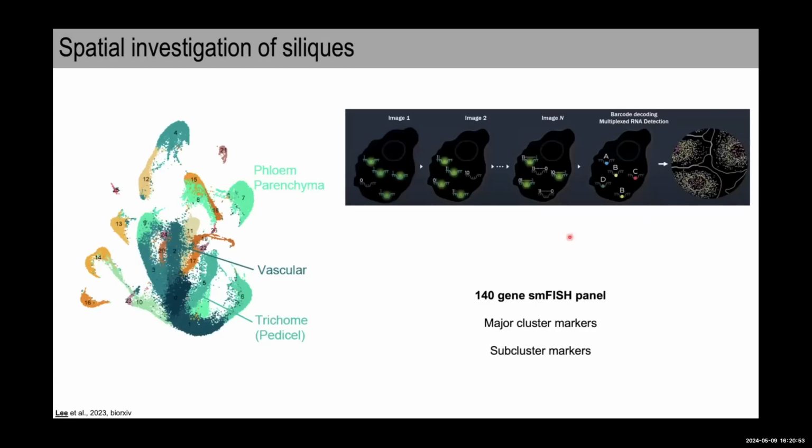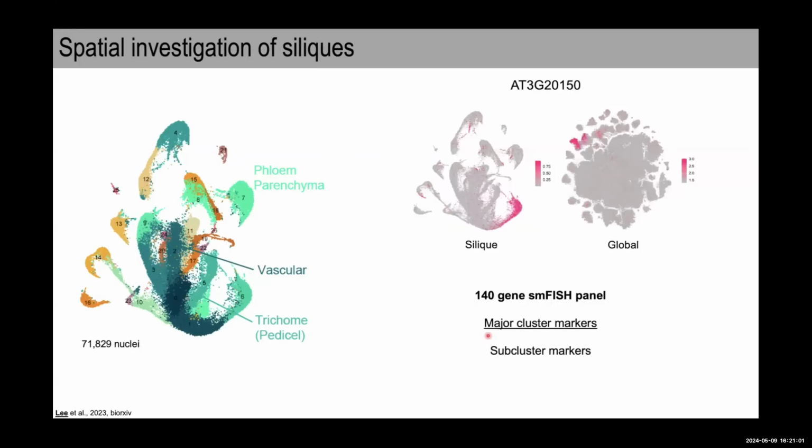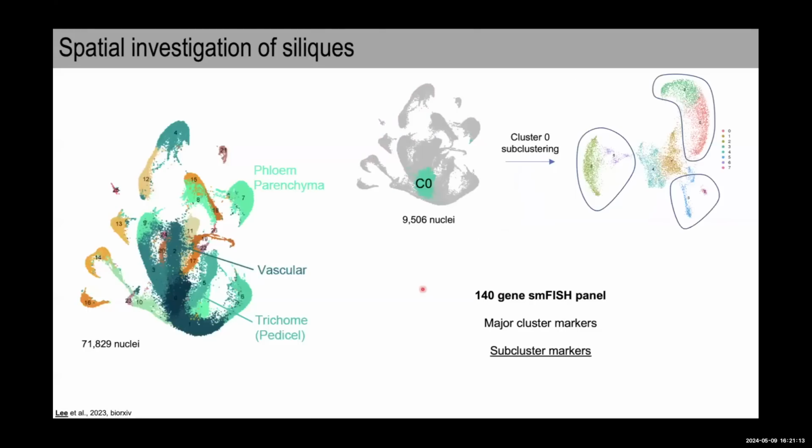So again, we use this imaging-based approach, and what we designed was a 140 gene panel where we can include major cluster markers that look like this. As an example, the expression of this gene is enriched in one of our clusters here, and within our total data set, it's unique to the Silique. And we also took subcluster markers, where we can take one of these individual clusters, such as cluster 0. We can take these nuclei and recluster them, and we can still see quite a bit of heterogeneity in this individual cluster. So this is about 10,000 nuclei.